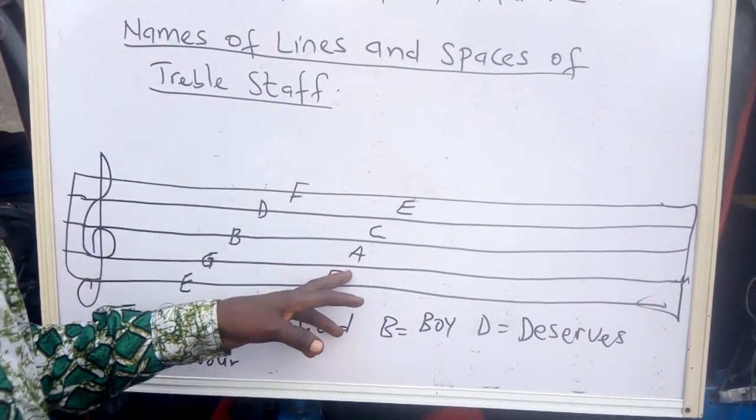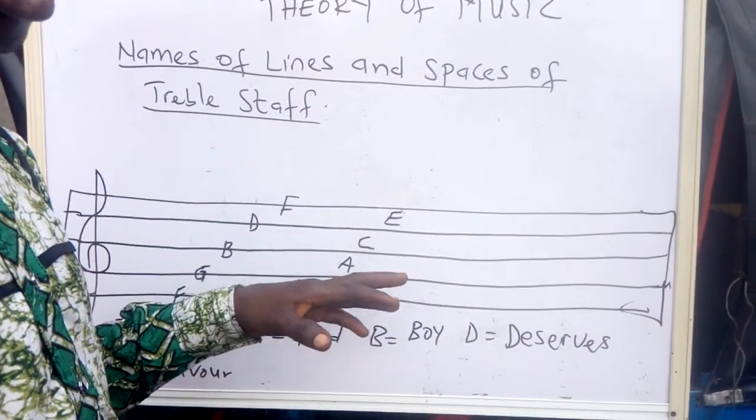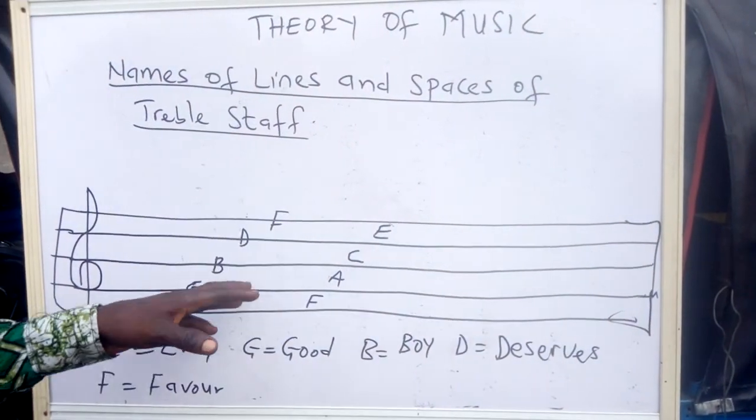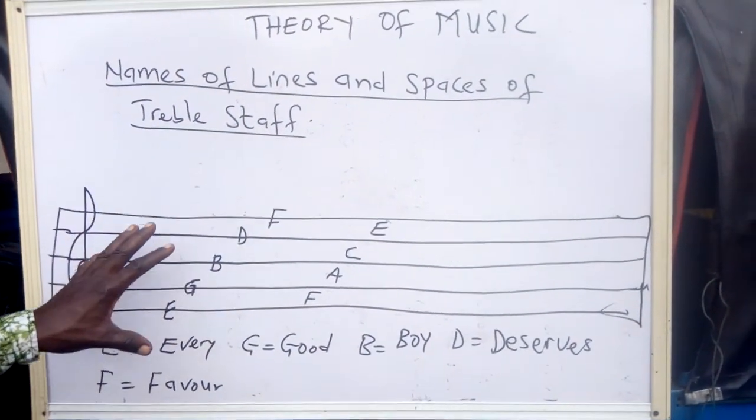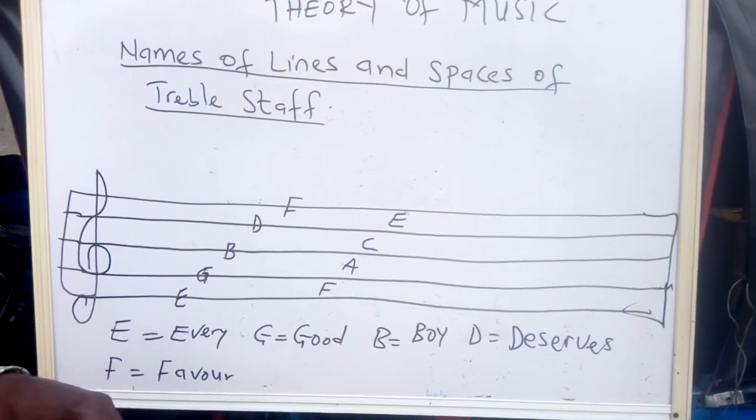Then for the spaces of the treble staff, you have it as just face. You can just call it face. That is F-A-C-E, which is as face. So please study this one very well. Study the treble staff very well, the names of lines and spaces of treble staff.